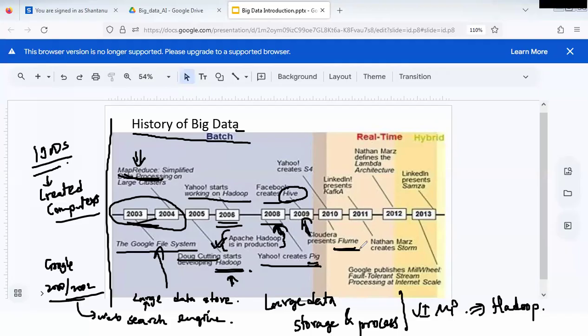Cloudera is a particular company which is maintaining Hadoop versions, and Hadoop ka repository currently is maintained by Cloudera. So you will see a lot of big data products being named after Cloudera. Okay.